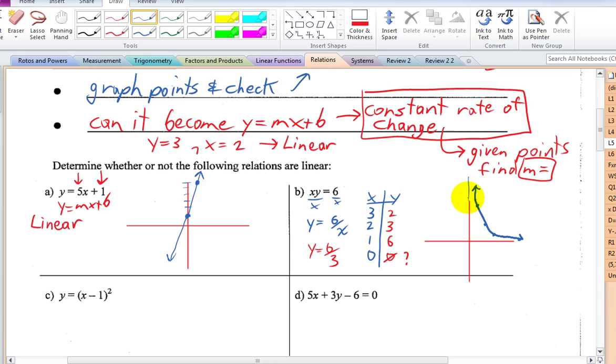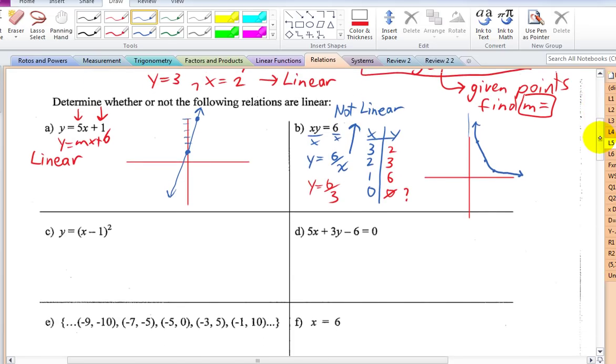Okay, so this is not linear. You can see that by the graph, but you can also see it because the equation is not mx plus b. So it's not linear because of the format of the equation.